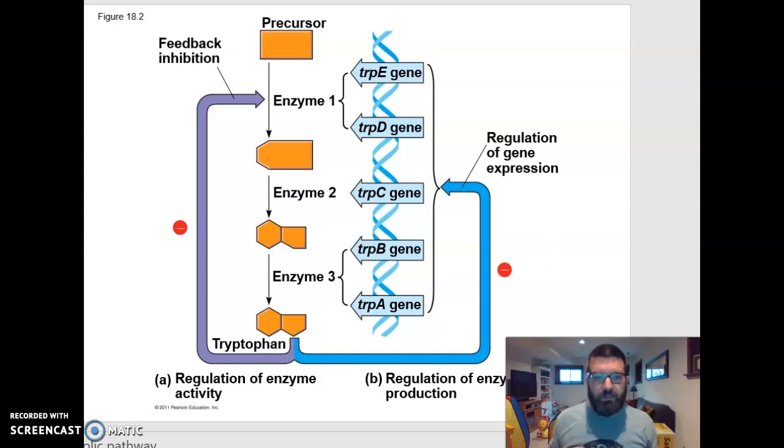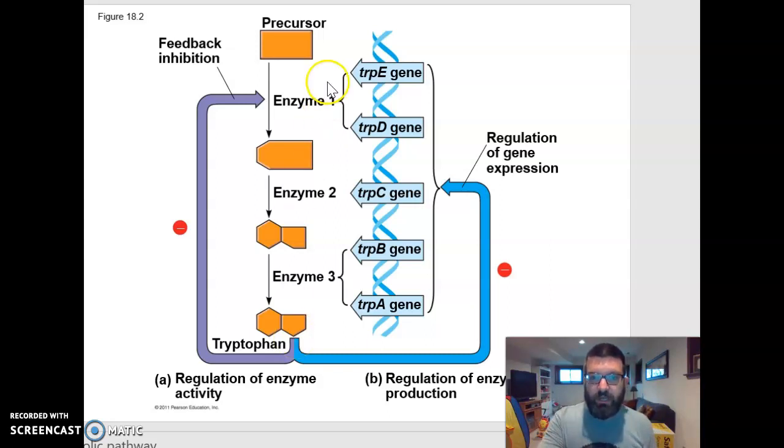Well, why would you need several genes expressed together? Well, for instance, if you have to make tryptophan, tryptophan is an amino acid that we can make ourselves as single-celled creatures, but it takes several chemical reactions, right? You start with a precursor up here, and then you have to turn that into the next intermediate, which you have to turn into the next intermediate, which you have to turn into tryptophan, right? So that is 3 different chemical reactions that have to occur.